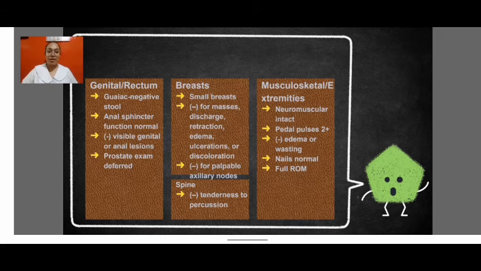For the musculoskeletal or extremities, neuromuscular function is intact. Pedal pulses are +2, which means it only needs light palpation. Edema is observed and nails are normal with full range of motion.